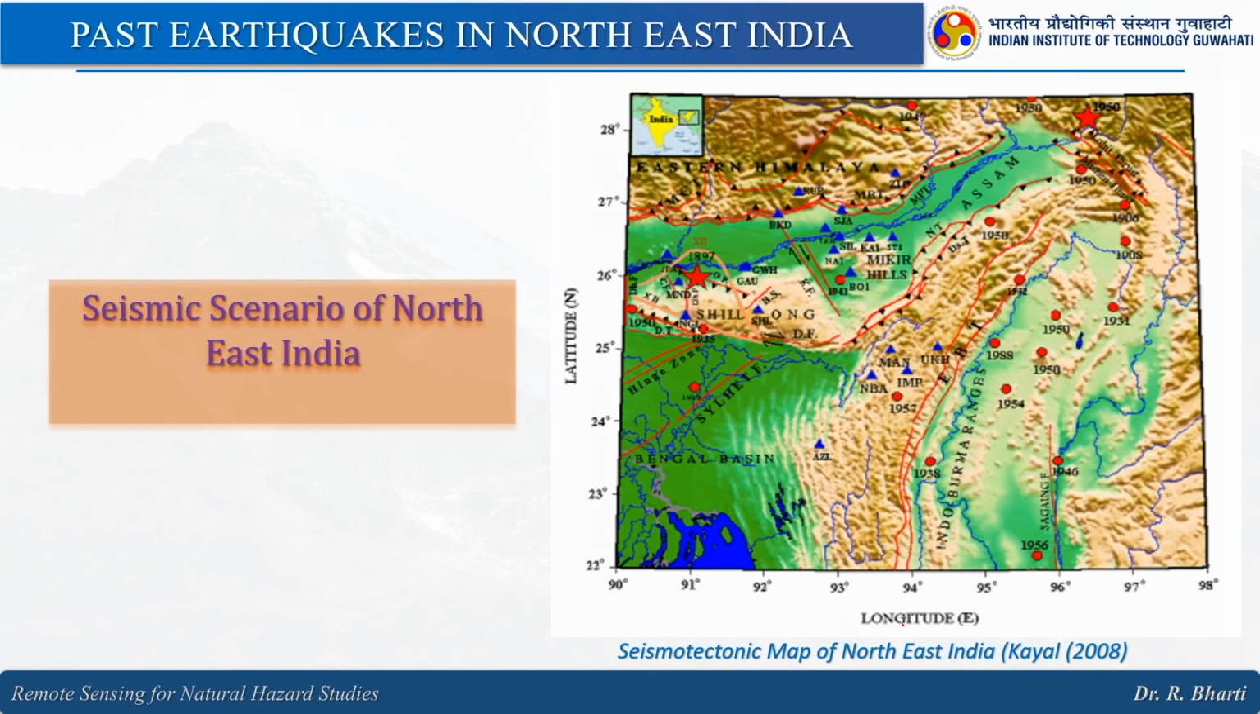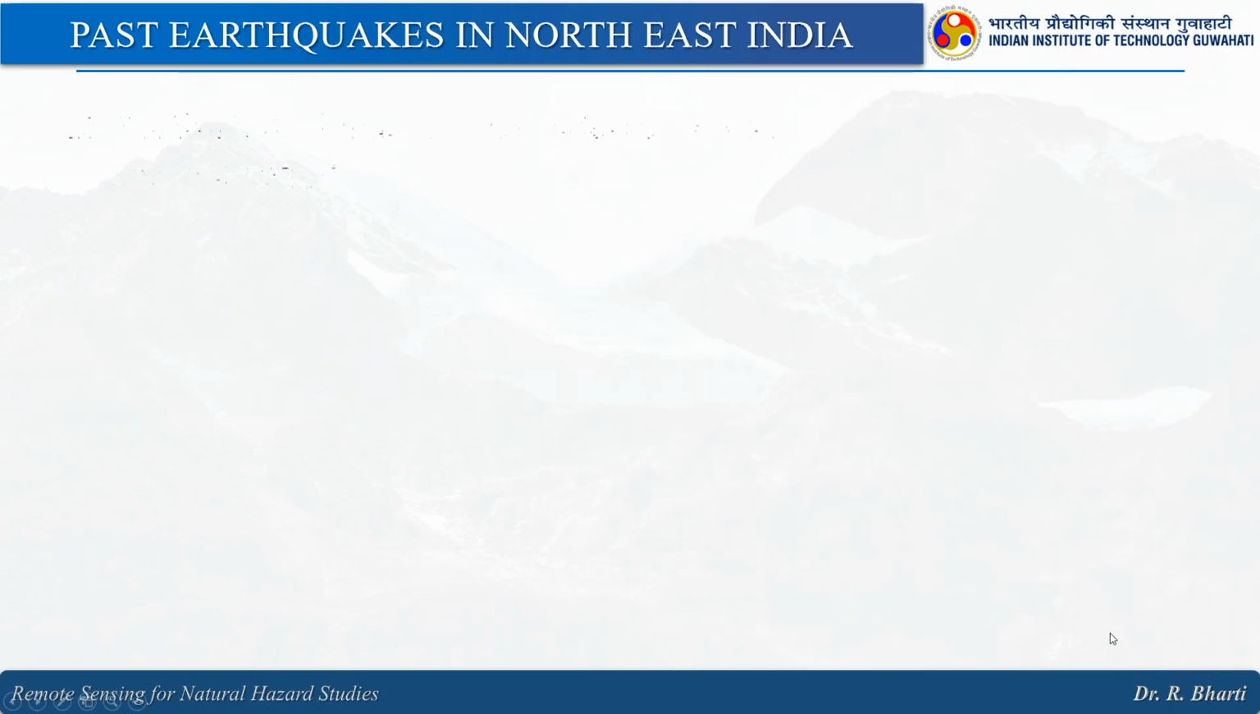And this is the map which shows the seismic scenarios of Northeast India. This is from the paper Kayal 2008. It is the seismotectonic map of Northeast India, and here you can see all these points, right. It shows the tectonic activities happening in Northeast India. For more details you can refer to this paper and you will get the legend and everything.